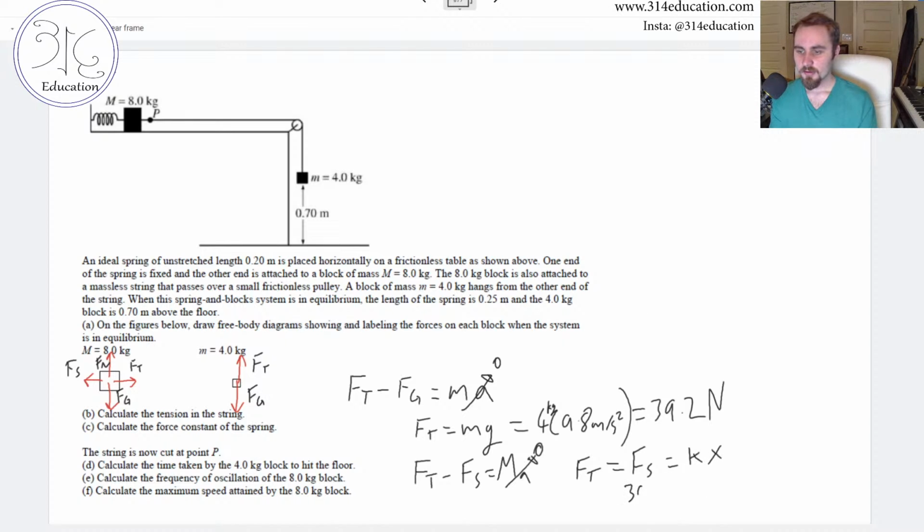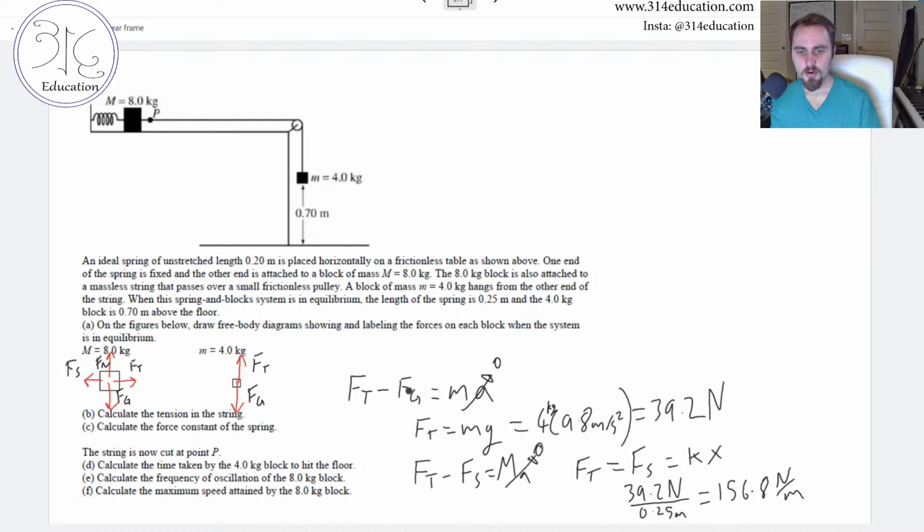So we'll take 39.2 newtons and divide it by our x, and that displacement was 0.25 meters. So this is the same thing as multiplying it by 4, and that I do want a calculator for. We're going to take 39.2 times 4, and I get 156.8. And that is going to be newtons per meter. That is the units of a spring constant.